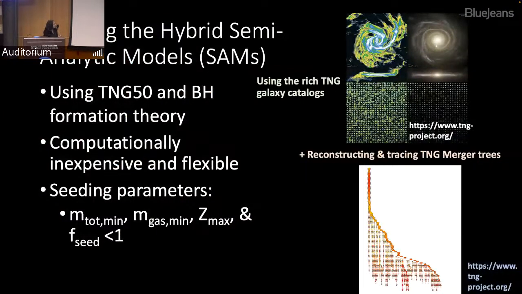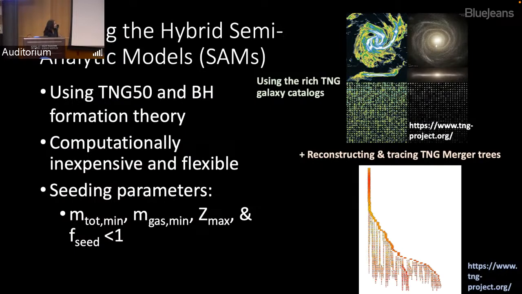Building the SAMs, they're motivated by basic principles of black hole formation theory, that black holes are expected to be seeded in massive, metal-poor galaxies. They are hybrid and post-processing, and because they're post-processing, that makes them computationally inexpensive compared to running a full cosmological simulation with a set of initial conditions. They allow us to explore seeding criteria that are more lenient than in TNG, and we can vary these different seeding parameters to choose galaxy populations where we're seeding black holes.